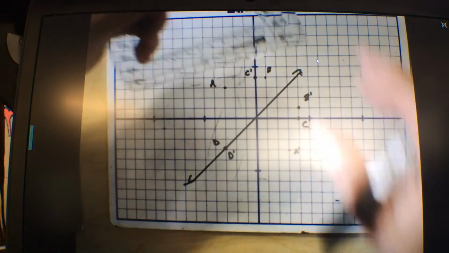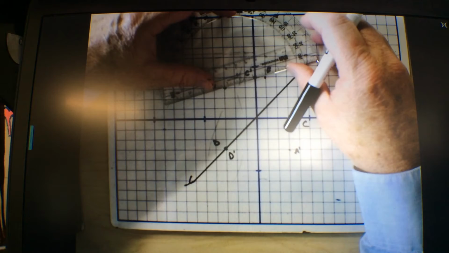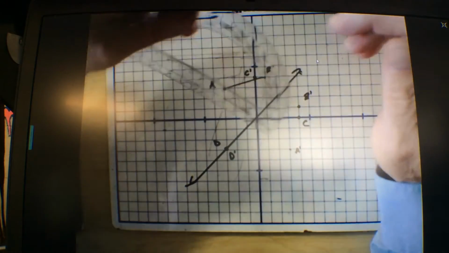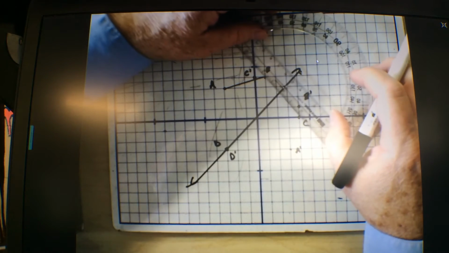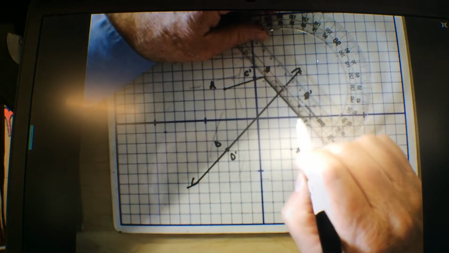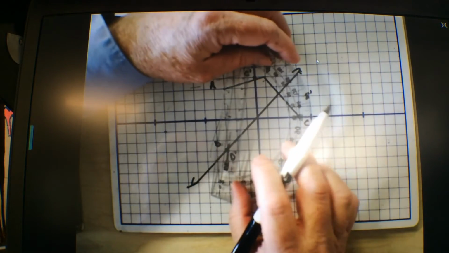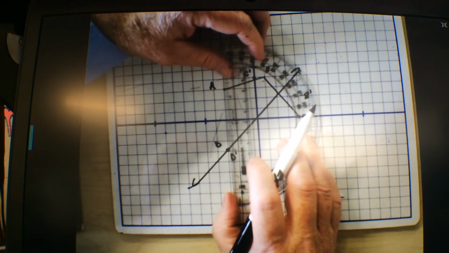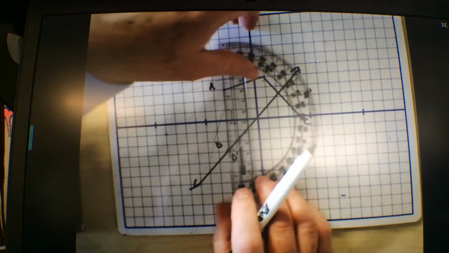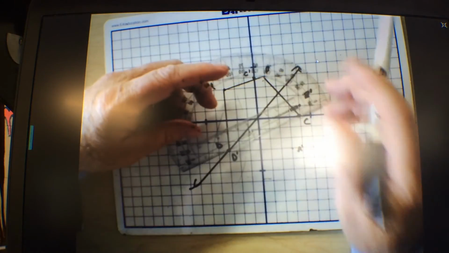They crisscross, don't they? So I'm gonna take A to B. Use your straight edge. I'm gonna take B to C. And then I'm gonna go the same to D. Right? Give me an amen or something if you're following me.